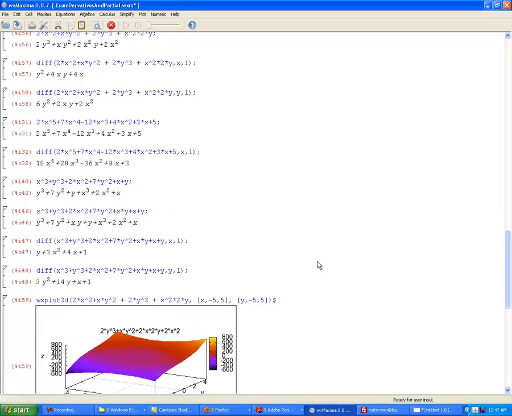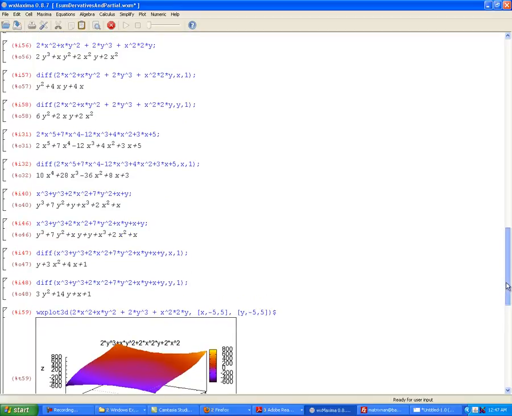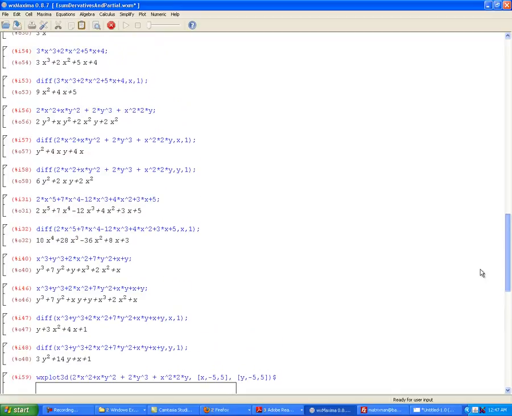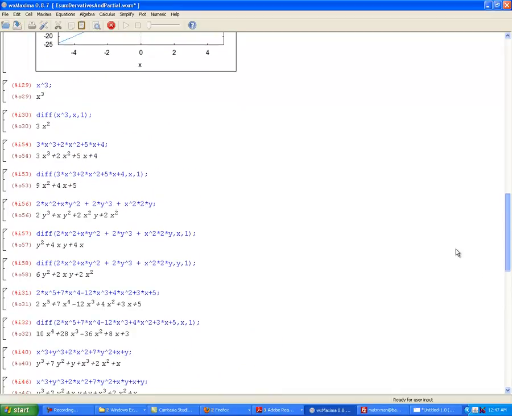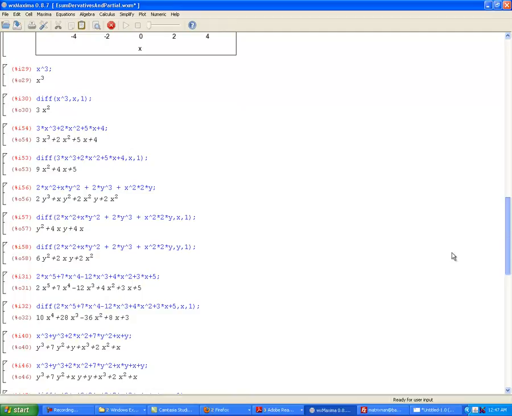So this is a 3-dimensional plot of this curve here. That's a partial derivative in 3 dimensions. Alright. So with this, let's look at how to solve for a partial derivative on this.